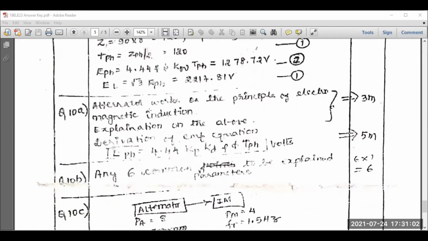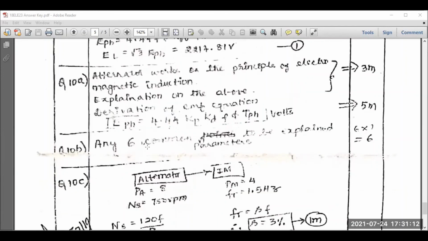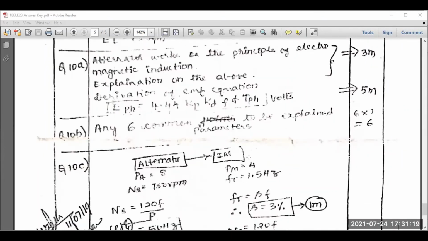Then question number 10a, what is the working principle of alternator? 3 plus 5, diagram also required. Then derivation of EMF equation, you have to mention it properly. Okay. Then 6, you have to mention about the various parameters. Any 6 parameters you have to mention.